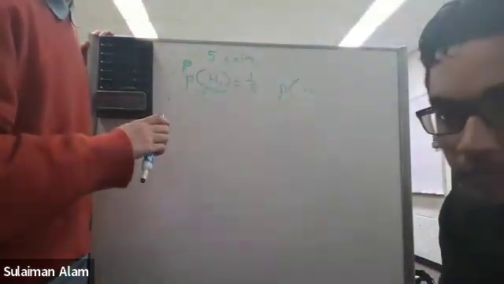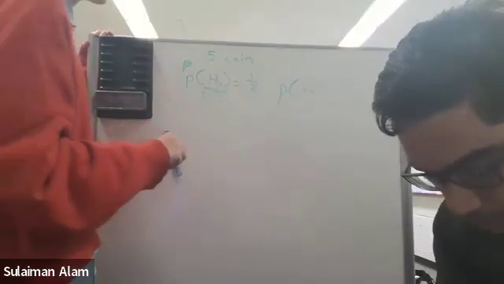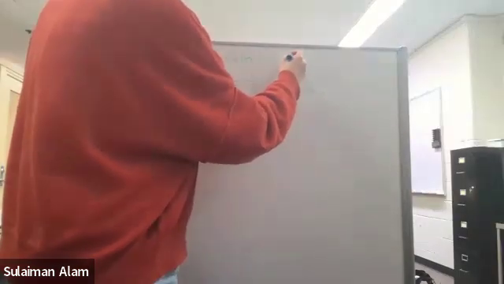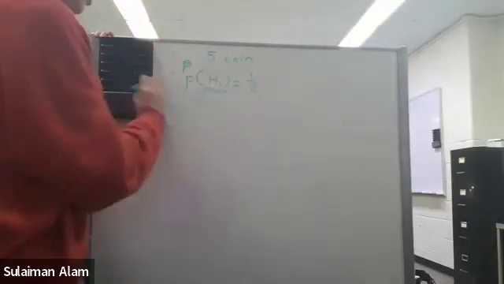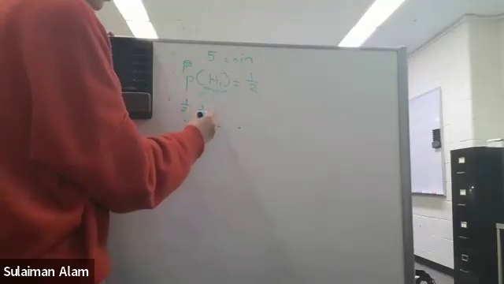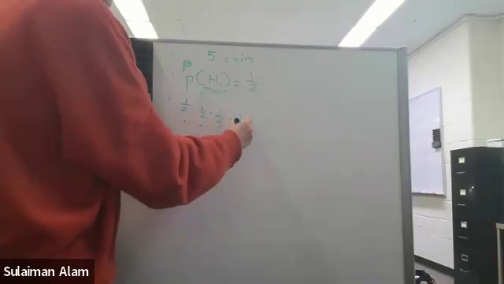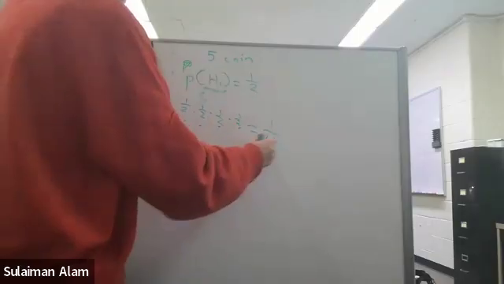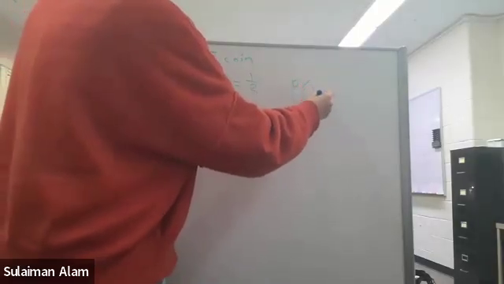So the chance now of having exactly 4 heads appear for those 4 flips: if you have 4 flips, 1, 2, 3, 4, each one has a 1/2 chance of coming up heads. So you multiply these and you get 1/16. This is the chance of you getting heads 4 times.